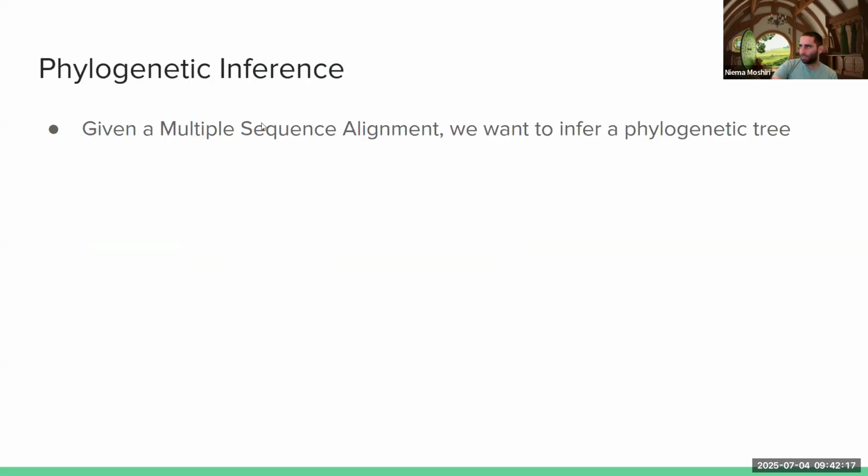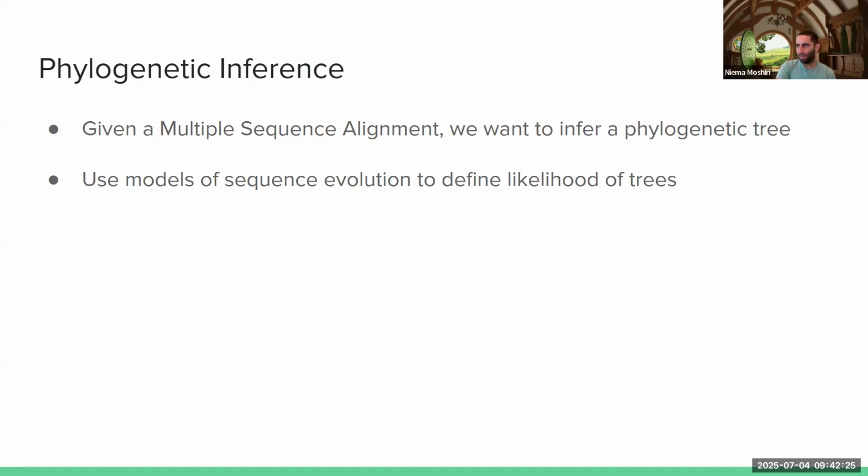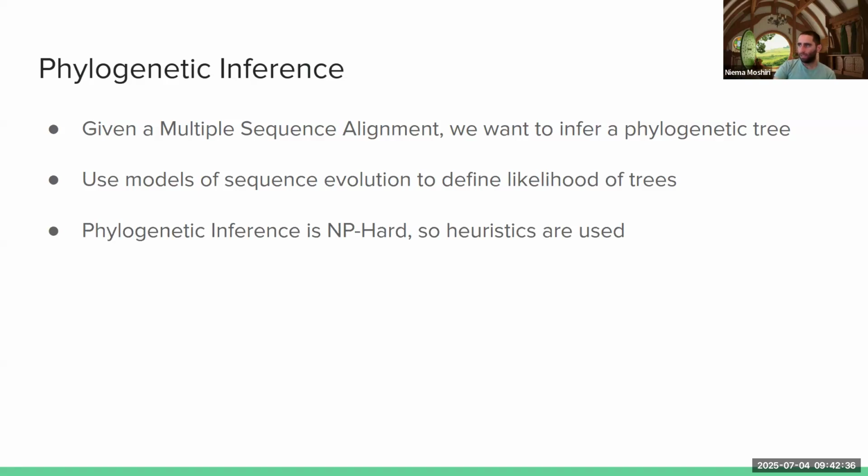So phylogenetic inference, basically, given that multiple sequence alignment, we want to infer the most likely evolutionary tree that came up with these sequences. Basically, the way that we do this is we come up with models of sequence evolution to define how likely different tree structures are, and then we try to find the tree that's best.